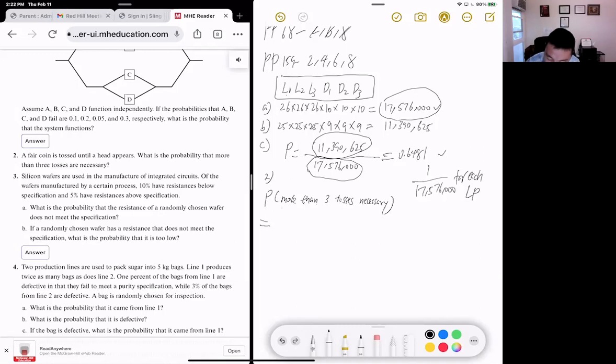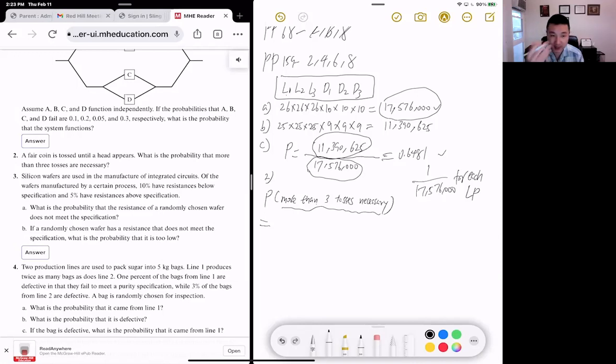So if more than 3 tosses are necessary, that tells us the first toss is tail, the second toss is also tail, and the third toss is also a tail. Only when the first 3 tosses are all tails do we need more than 3 tosses. If you realize that, then you can figure out the question easily.